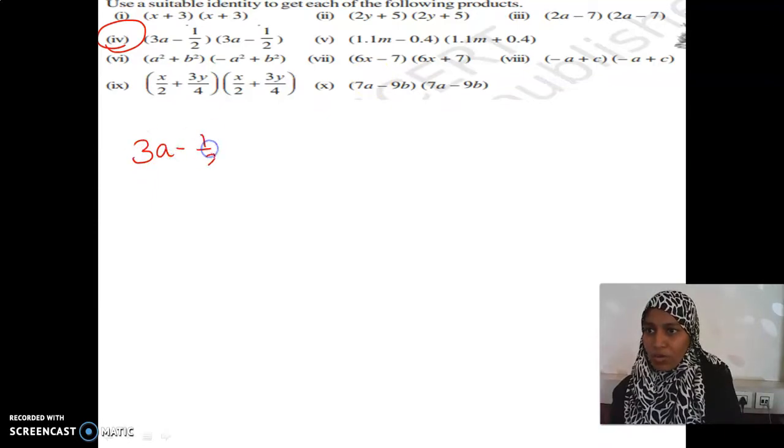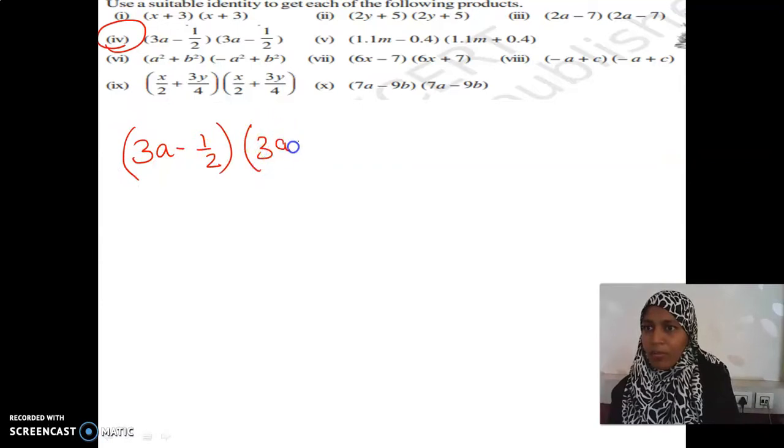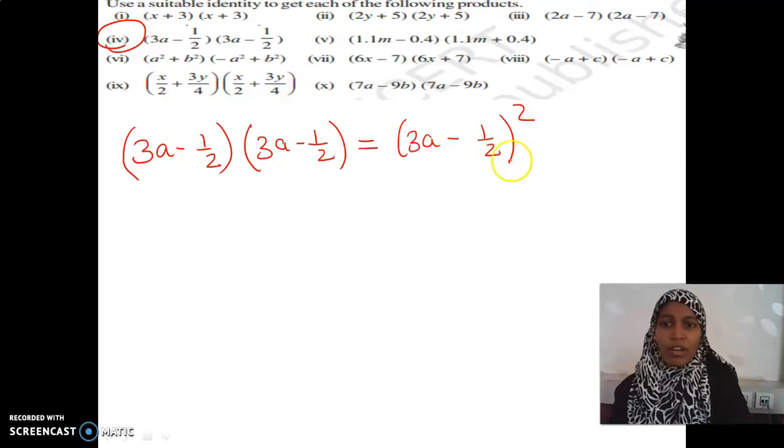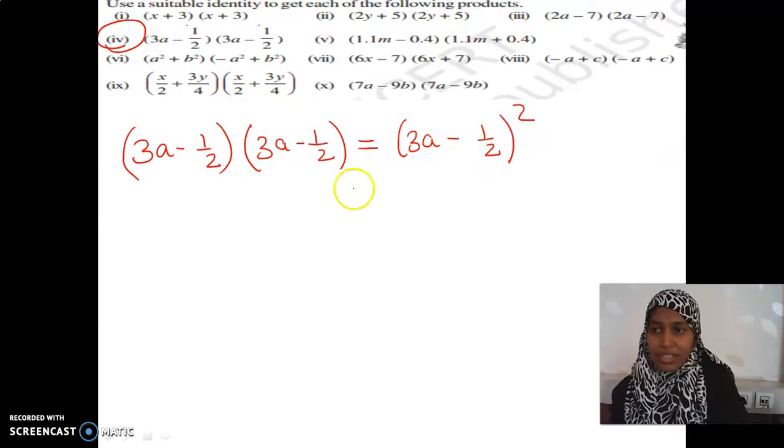(3a minus 1 by 2). How can I write it in simplest form? (3a minus 1 by 2) the whole square. Which identity am I going to use now? It's square of the difference.